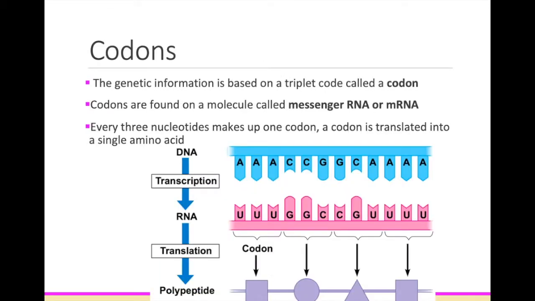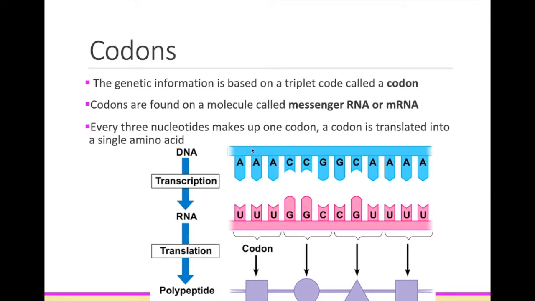Then, once we're in the cytoplasm, that RNA gets read to make proteins in a process called translation. The way that the messenger RNA is read into proteins is based on a triplet code called a codon. So codons are found on the molecule of messenger RNA, or mRNA. And a codon is made up of 3 bases, so it's called a triplet because it's made of 3 bases. So for every 3 nucleotides on the mRNA, that makes up 1 codon. For each codon, it is translated into a single amino acid.